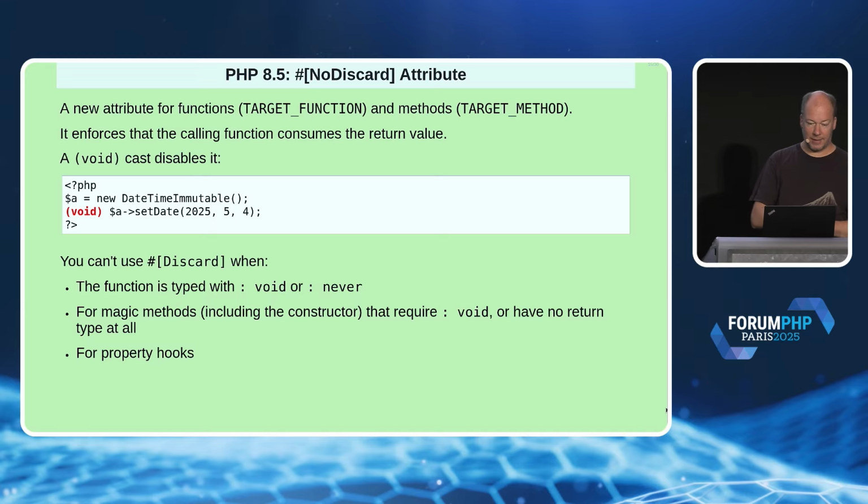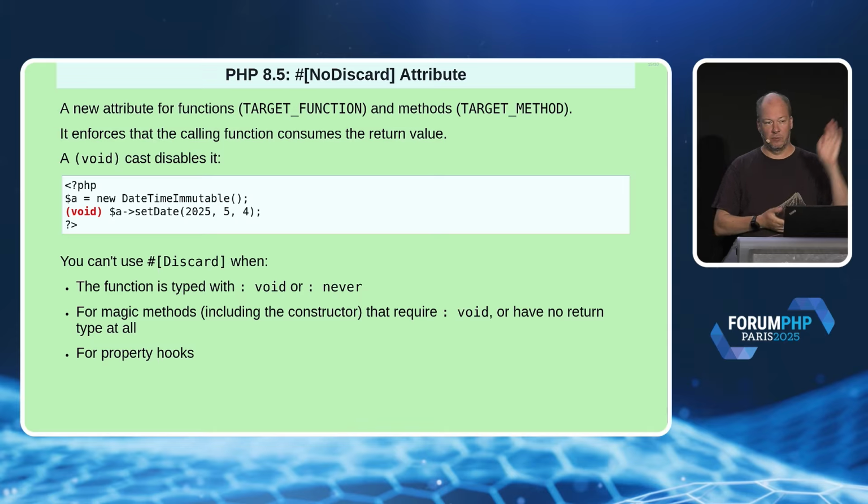Some caveats. If you, for example, just want to ignore it for sure and you know what you're doing, you can use this void cast. Basically, you cast the result that gets returned to void. I don't think you should be doing that, but there might be a good use case for this.